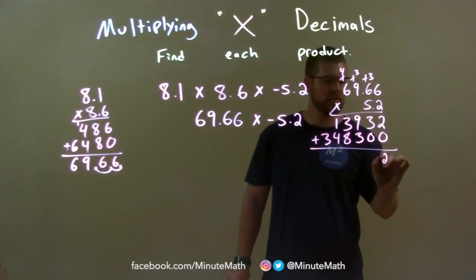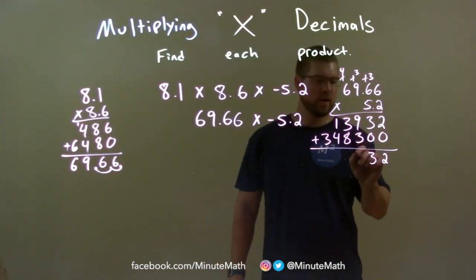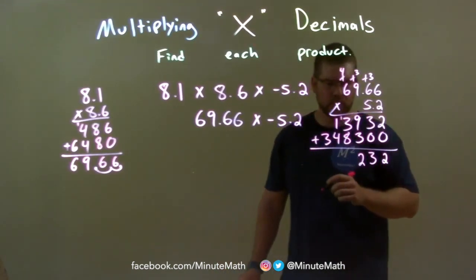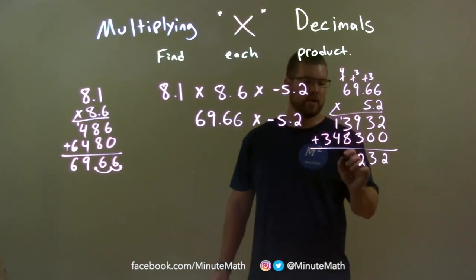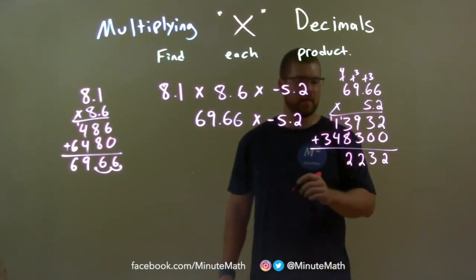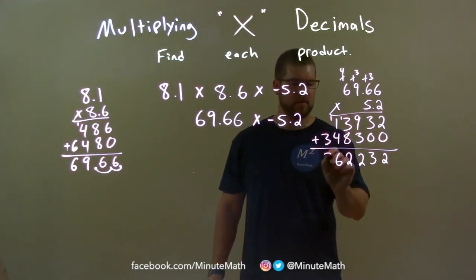We add these two numbers together. 2 and 0 are 2. 3 and 0 are 3. 9 and 3 are 12. 2, carry the 1. 3 plus 8 is 11. Plus 1 is 12. 2, carry the 1. 1 and 4 are 5. Plus another 1 is 6. And 3 is right here.